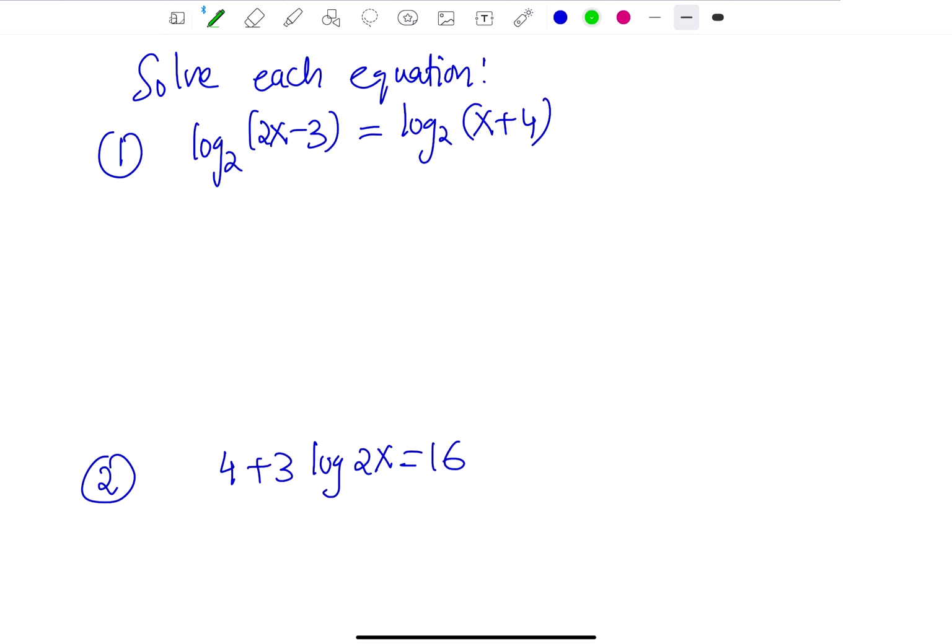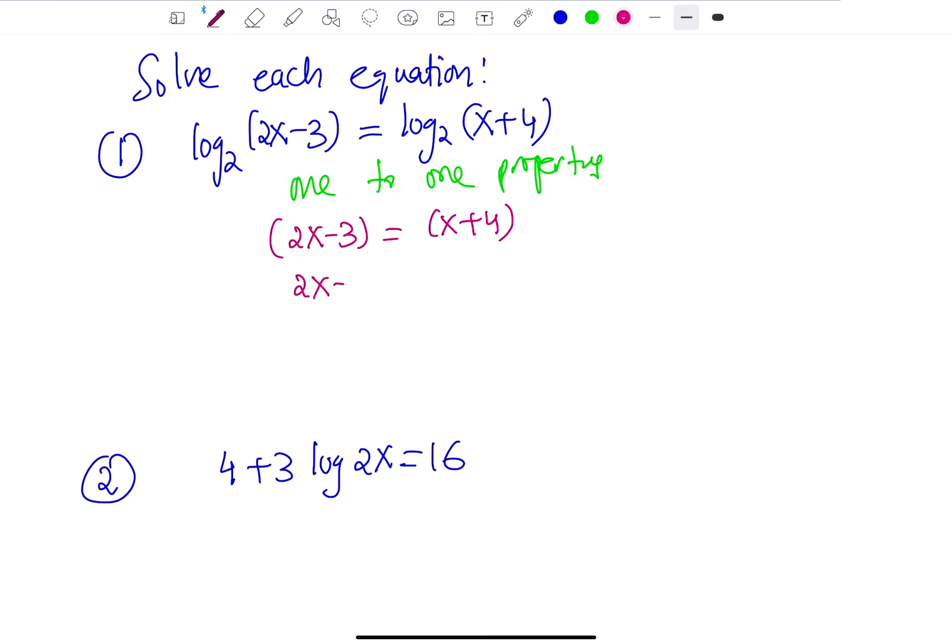Good thing we do have logs present on both sides and logs have the same bases on both sides, so we can use the one-to-one property, which says that if two output values are equal, then two input values should also be equal. 2x minus 3 should be equal to x plus 4. Let's go ahead and solve it for x. Subtract x from both sides and add a 3. X turns out to be 7.